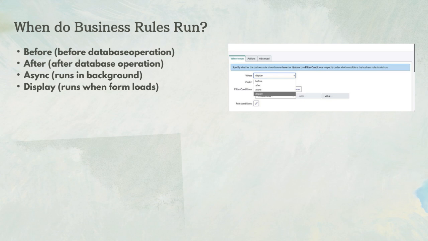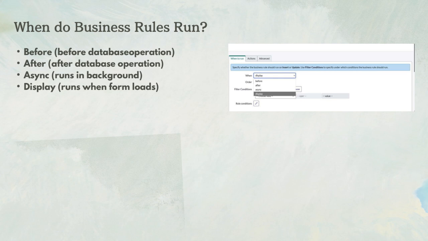Then we have the async part, which runs in the background. This is useful for tasks that don't need to block the main process, like sending emails or processing large data sets. Finally, the display stage runs when the form loads, allowing us to set up the UI based on current data or state. Understanding these stages helps us know exactly when our business rules are executed, ensuring data integrity and smooth workflows.